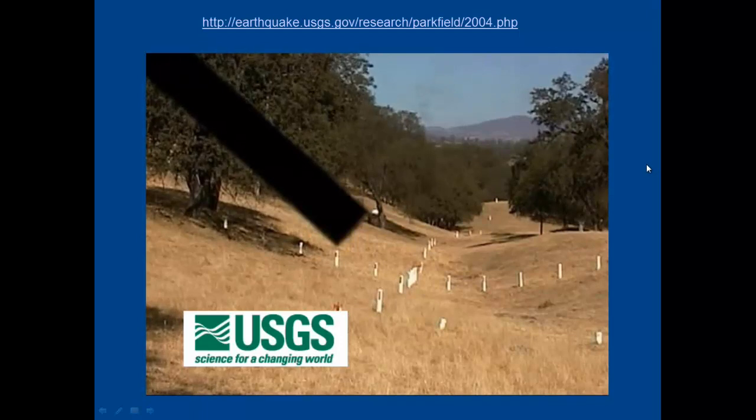Not very impressive, huh? Turns out earthquakes aren't what kill people. Falling buildings are the things that kill people.